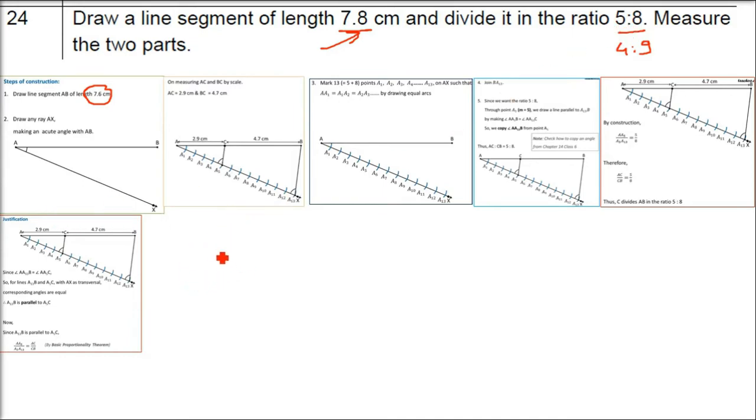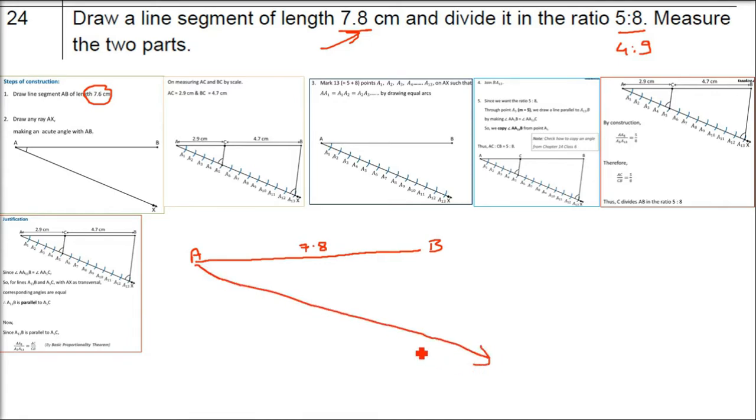So the concept I am telling you, whatever is the length of the line segment, first draw this straight line using your ruler. This is A and this is B. So this is 7.8 centimeter you have to draw. Now make an acute angle. It can be 30 degree, 45 degree. It has to be less than 90 degree.